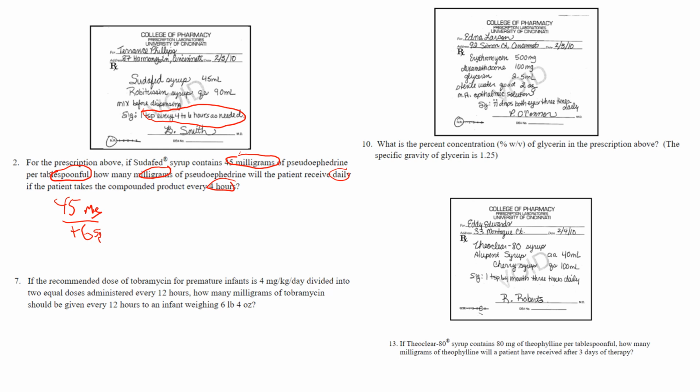So 45 milligrams per tablespoon. However, if you notice on their prescription, they actually call for a teaspoonful for each of their doses. So how many teaspoons are in a tablespoon? Well, we know that 1 tablespoon has 3 teaspoons.